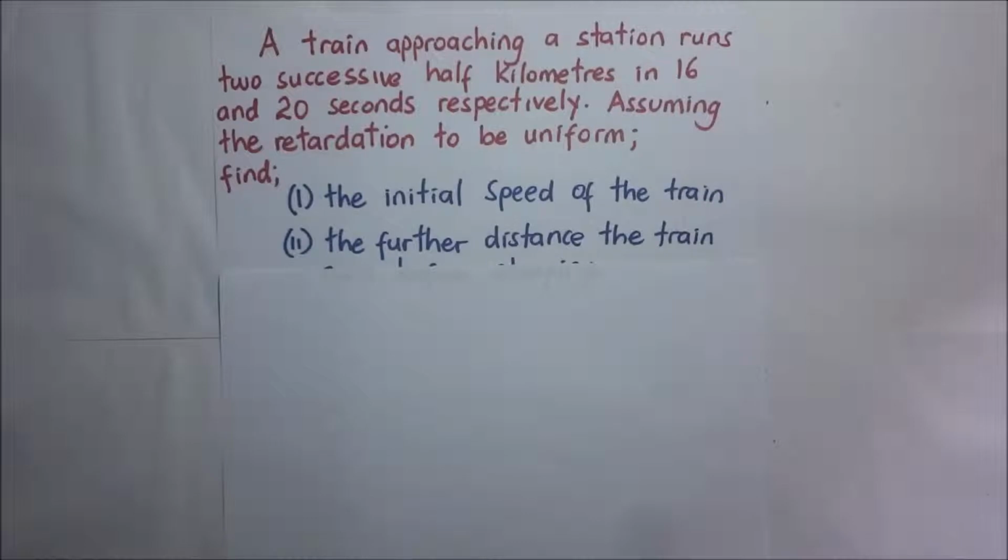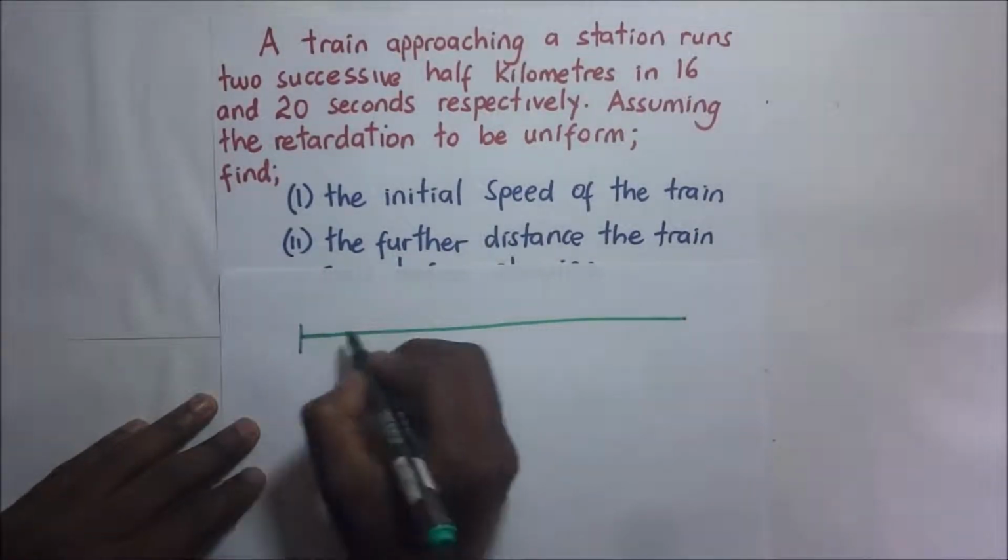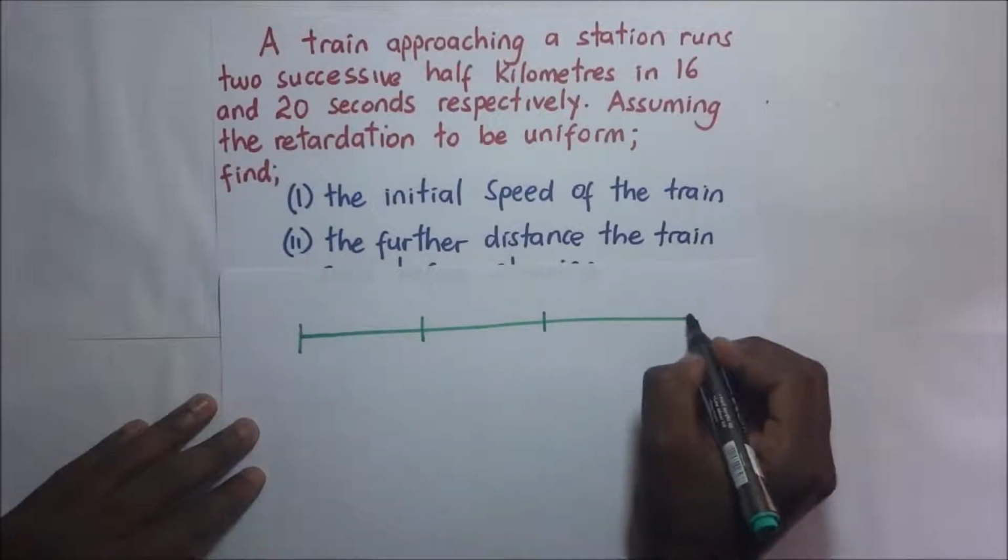A train approaching a station runs 2 successive half kilometers in 16 and 20 seconds respectively. Assuming the retardation to be uniform, find the initial speed of the motion of the train and the further distance the train runs before it actually gets to stop. So here's our summary. That's the straight line motion of the train.